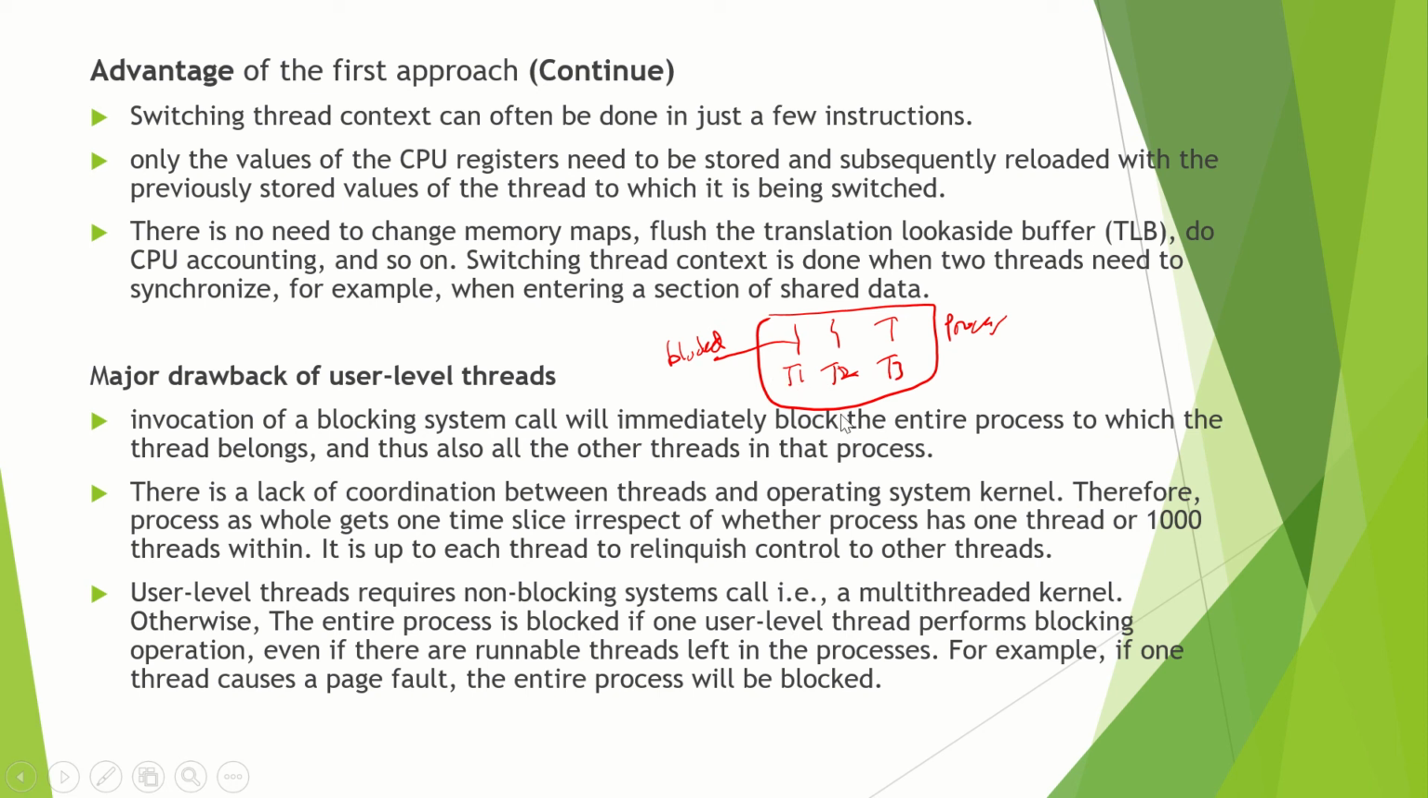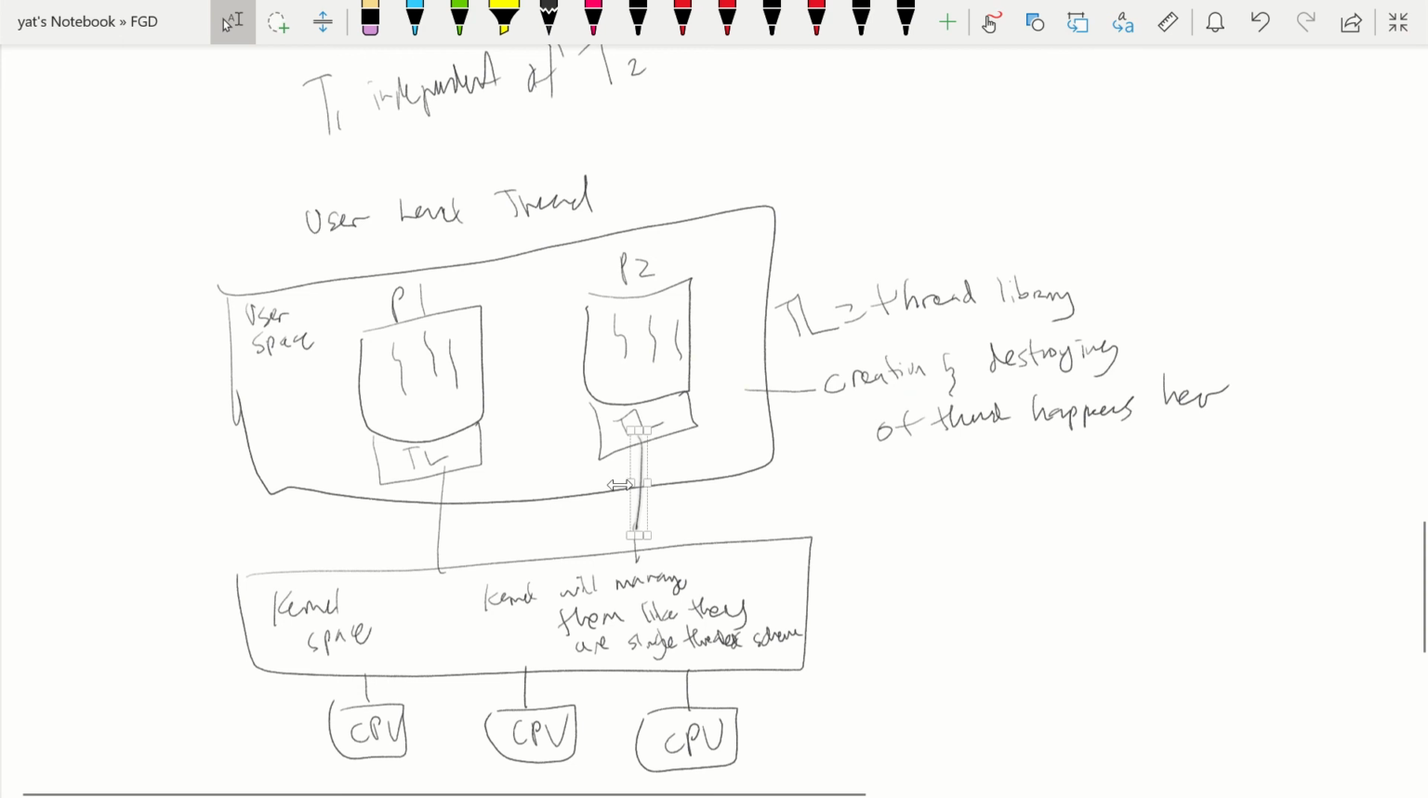So one thread's blocking system call will immediately block the entire process. If T1 is blocked, T2 and T3 also will be blocked. If you have 1,000 threads, those 1,000 threads will be blocked as well. There is a lack of coordination between threads and the operating system kernel. Therefore, the process as a whole gets one time slice irrespective of whether the process has one thread or 1,000 threads within. It's up to each thread to relinquish control to other threads.